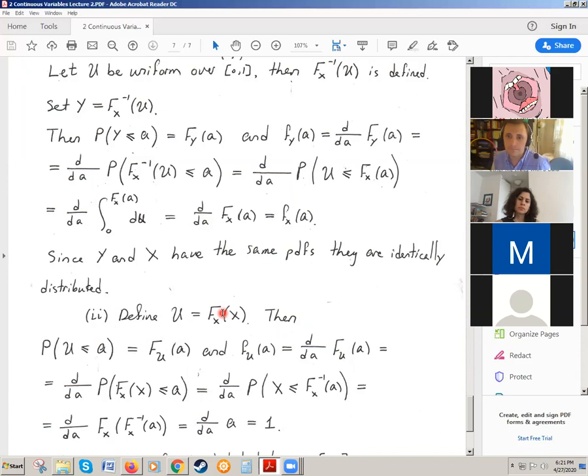So that's why, to me at least, it's intuitive that using the uniform random variable, I can generate other random variables that are continuous. Okay. So let's start with the normal distribution. That's the next part.